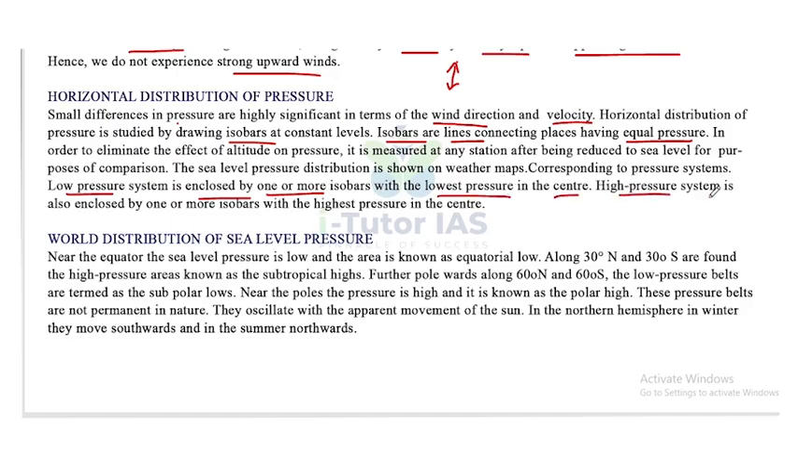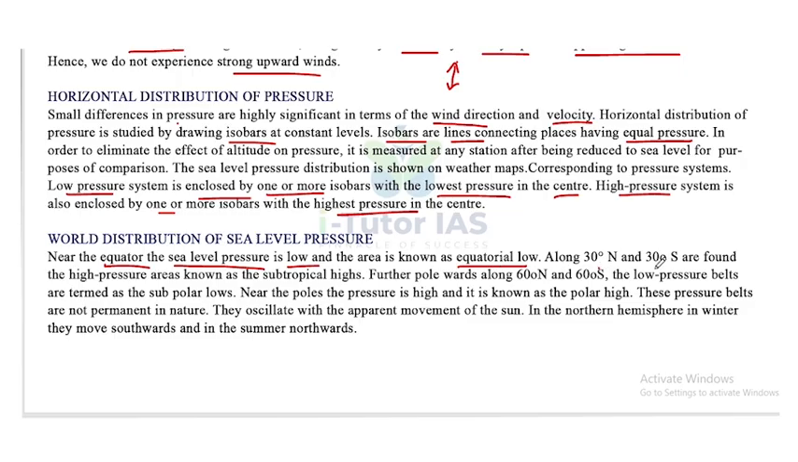Now, a high pressure system is also enclosed by one or more isobars with the highest pressure in the center. Okay. Now, world distribution of sea level pressure. Near the equator, the sea level pressure is low and the area is known as equatorial low. So near the equator, what happened? The sea level pressure is low and it's known as equatorial low pressure.